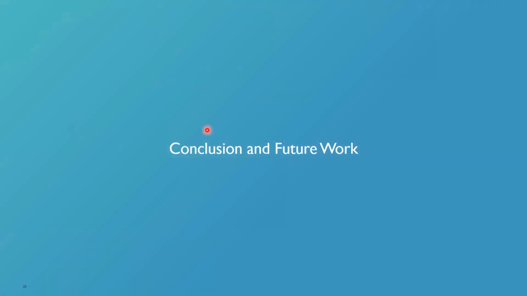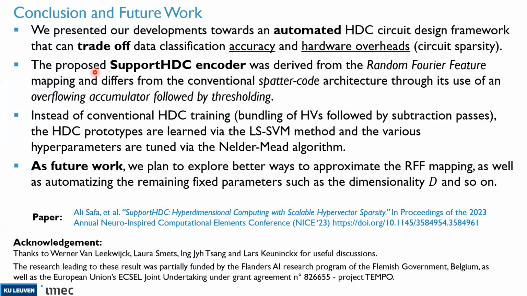Okay, so I'm already at the conclusion. In this presentation, we presented our developments towards a form of automated HTC circuit design framework that can trade off classification accuracy and hardware overheads through the control of the sparsity of the system. We derived the encoder circuit of that support HTC framework through the random Fourier feature mapping, which differs from the conventional spatial code approach due to its use of these overflowing and underflowing accumulators followed by thresholding.